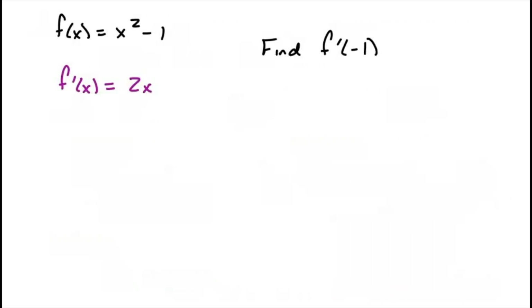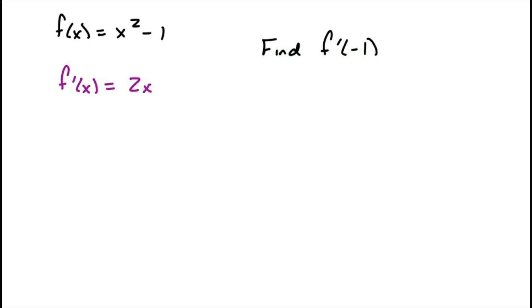Here we'll just continue our process from before. We have the function x squared minus 1. We just learned through our process that f prime of x is equal to 2x. And we still had that final question to fill out, which was, what is f prime of negative 1? Now, this should be the easy part.